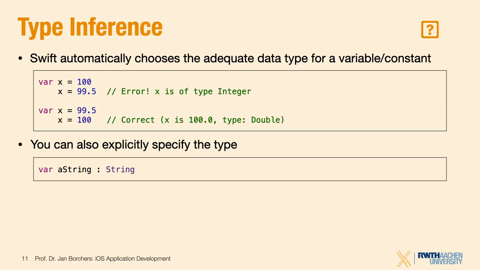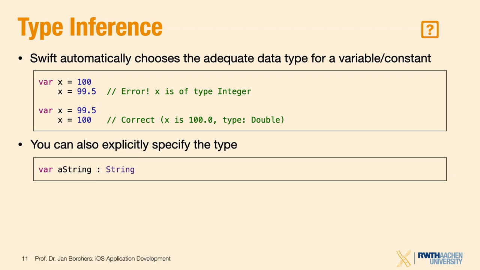The other way around, of course, works, right? I can say 99.5, then it's a double, and then if I later assign a 100 to it, that's good, right? 100 is an integer value that can be converted into a double and then be assigned to that variable, so we're good.